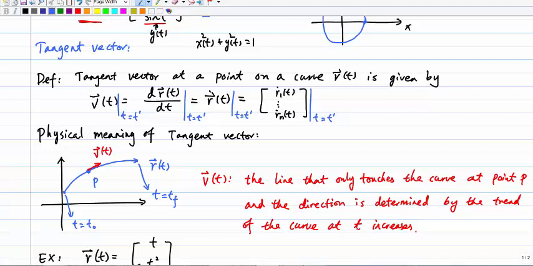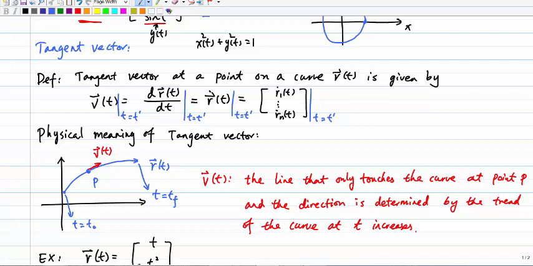First of all is the only point. Since the tangent vector is defined at a point, let's say I have this point and I want to compute the tangent vector at this point. Because this is still a vector, there are two things. The first one is direction.